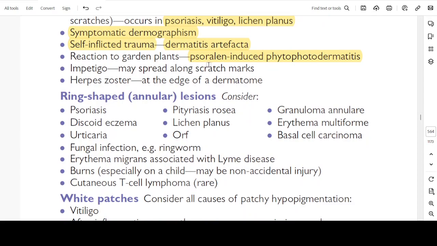Reaction to the garden plants. Psoralen-induced phytodermatitis. Impetigo, that is also linear. Impetigo may spread along the scratch marks. Herpes zoster at the edge of the dermatome.